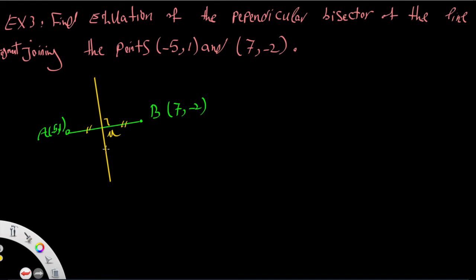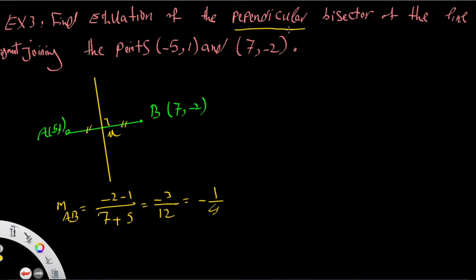Now first we need to have gradient. We cannot directly find gradient of this perpendicular bisector, but instead we can find gradient of AB, which is equal to (minus 2 minus 1) over (7 minus negative 5), which is plus 5, so negative 3 over 12, or negative 1 over 4. And we know that this line is to be perpendicular, so gradient of perpendicular line will be reciprocal and opposite sign, which is positive 4.